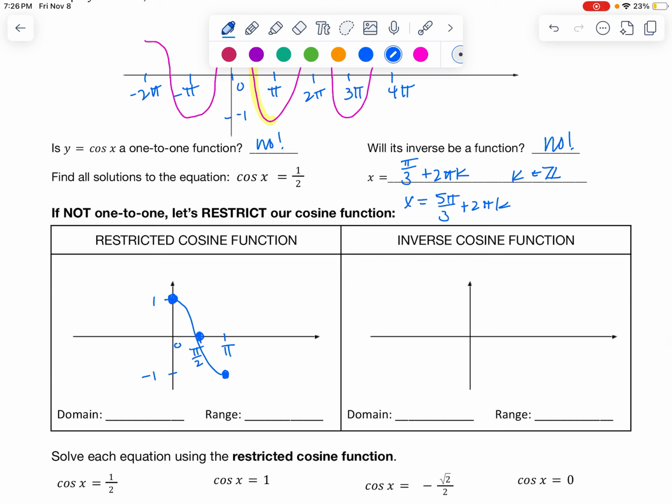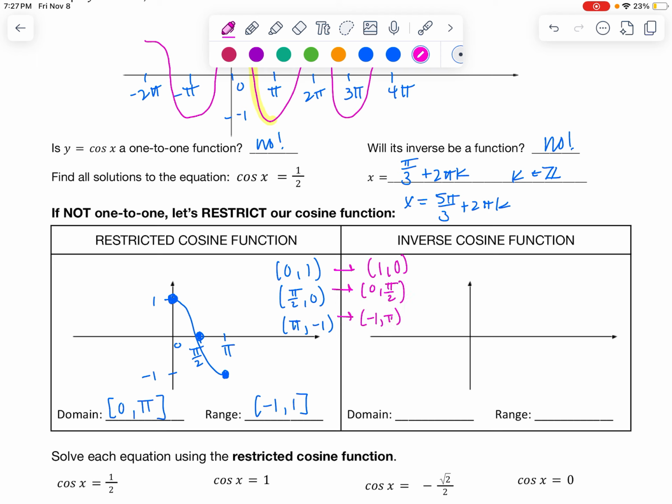Okay, the domain does change. It's from 0 to pi. A little bit different from our sine function, but my range is still the same, going from -1 to 1. Okay, so the points that I was looking at were 0, 1, then pi over 2, 0, and then pi, -1. For the inverse, I'm just going to go ahead and flip these. So we're going to have 1, 0, 0, pi over 2, and then -1, pi.